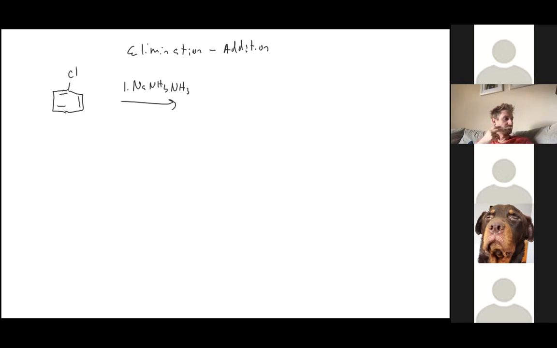This is going to allow us to do an elimination. So this NH2 minus here is going to let us pull off a proton and make a triple bond here, which is going to be pretty strained and pretty highly reactive.